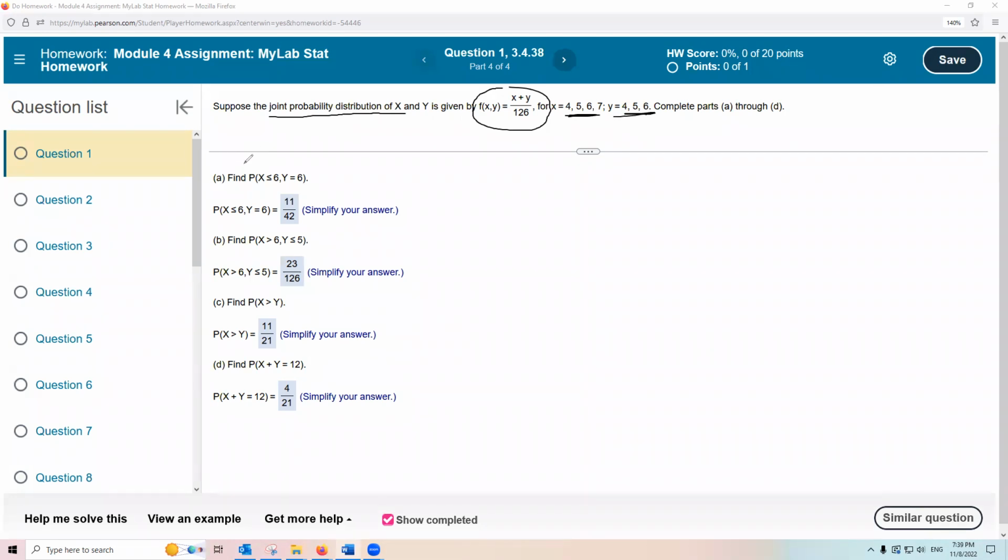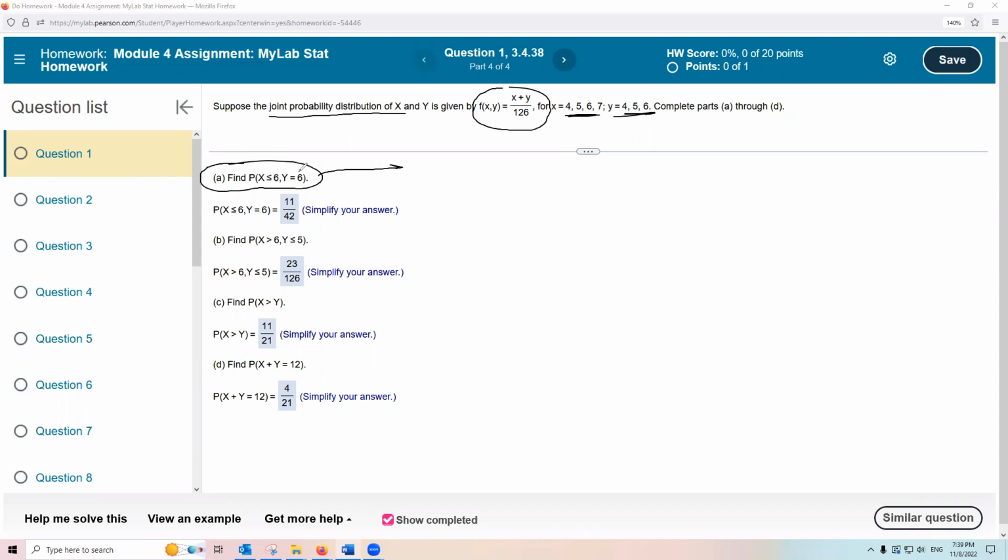They're asking us to find the probability that x is less than or equal to 6 and y equals 6. So what I want to do for this is look at all the combinations of x and y that satisfy this criteria. And what I'm going to do then is work out the probability function for that and add those results together.